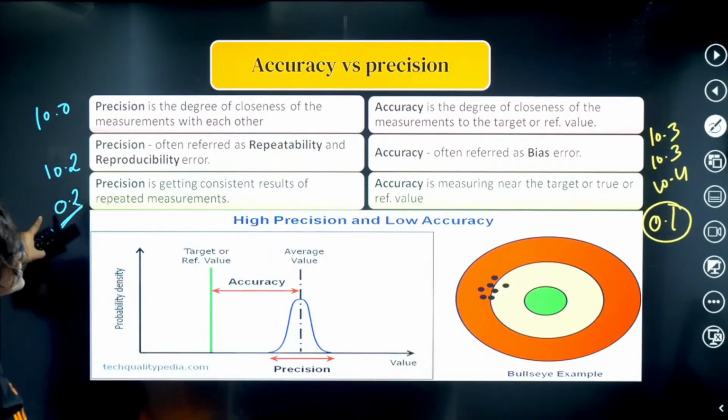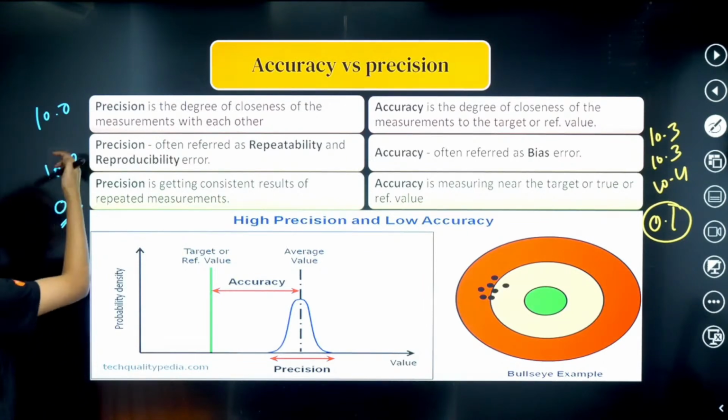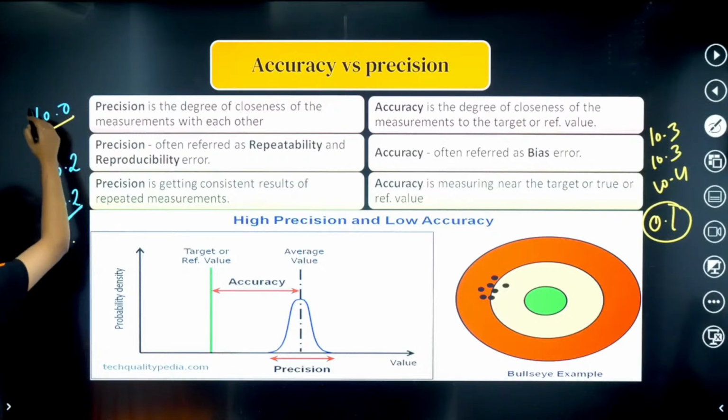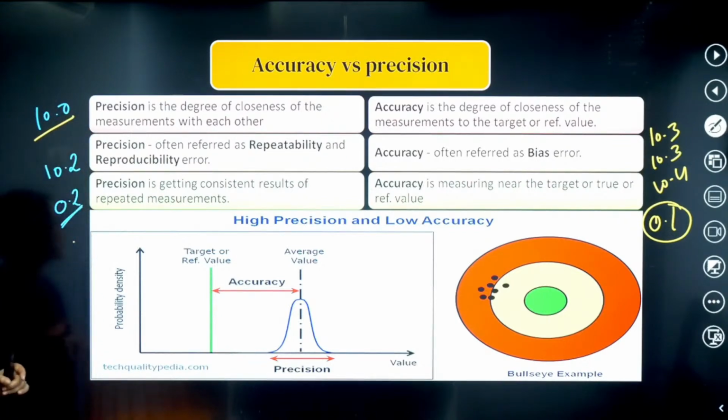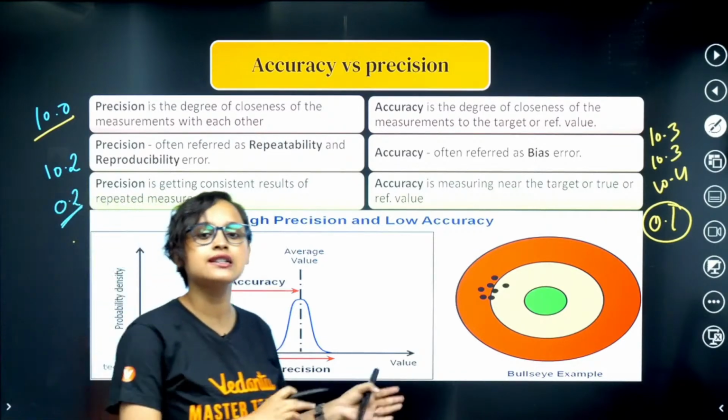Whereas accuracy is the degree of closeness of measurements to the target. This was your target, right? This was your target. Getting my point? Yes? Alright everybody, so this is the difference.